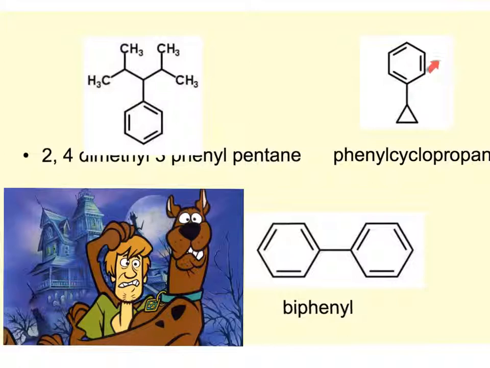If we look at this example here, our benzene ring is coming off of a cyclopropane, so we would have a phenyl cyclopropane. Here we have 2 benzene rings attached, and because they're attached to this chain here, this would be a biphenyl group.